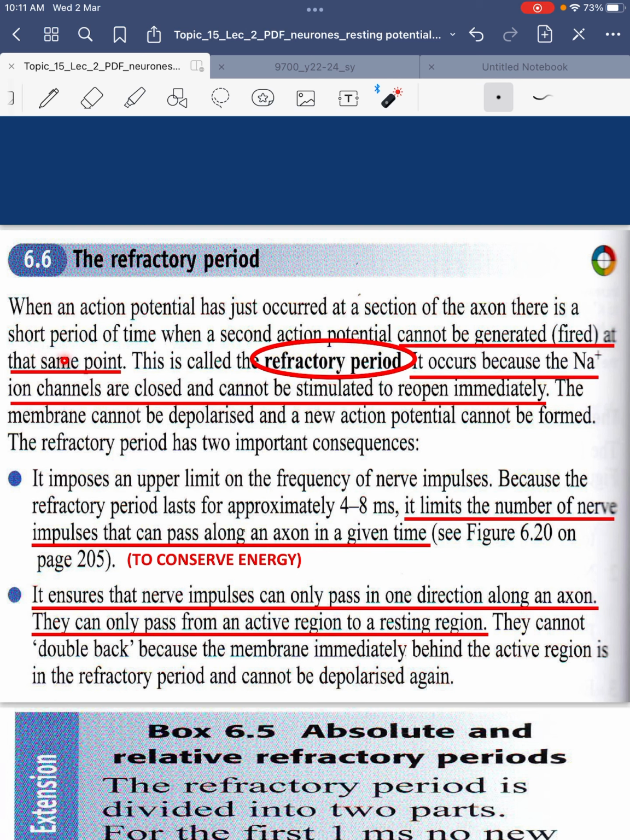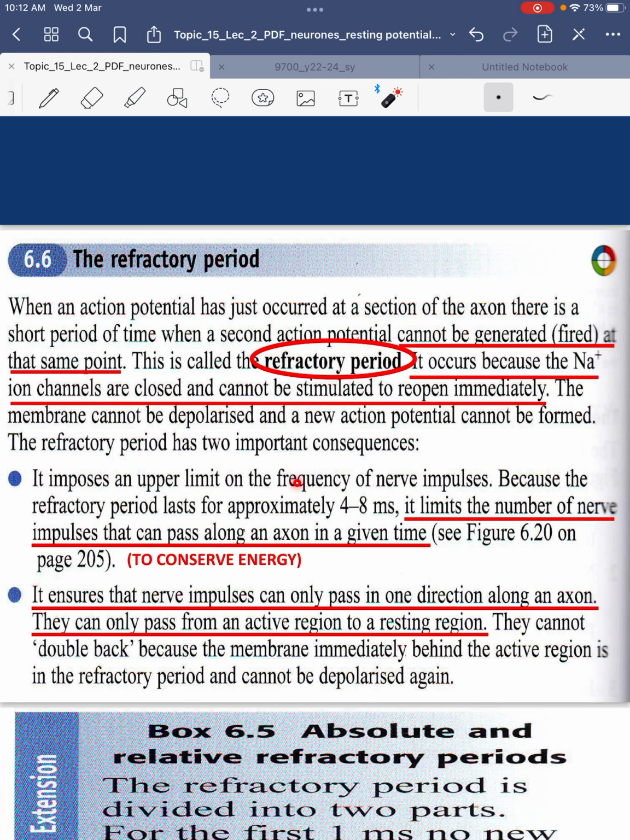Okay, this is called the refractory period. It occurs because the sodium channels are closed and cannot be stimulated to open immediately. The membrane cannot be depolarized and a new action potential cannot be formed. So there are two benefits of this refractory period.